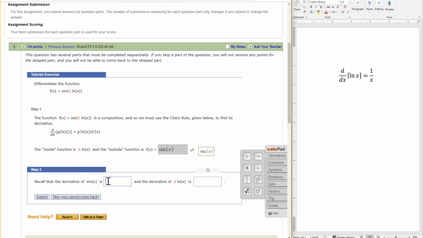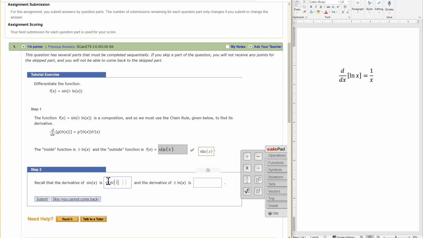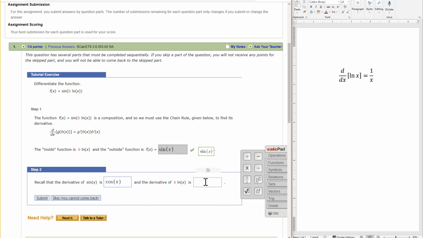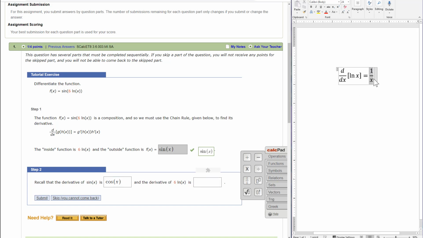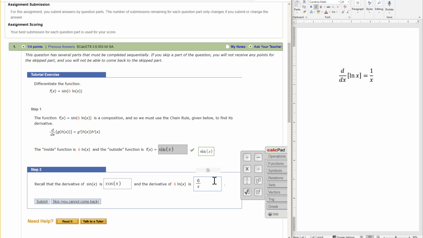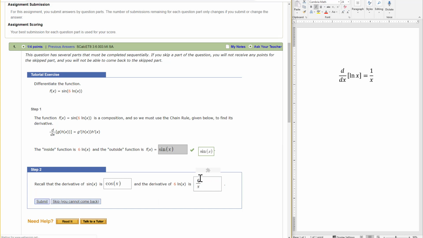So the derivative of the sine function is the cosine function. So let's just call it cosine x. And then the derivative of 6 ln x. So the derivative of ln x is 1 over x. And the 6 is a constant sitting on the outside. So I think the derivative of this would just be 6 times 1 over x, or 6 divided by x.